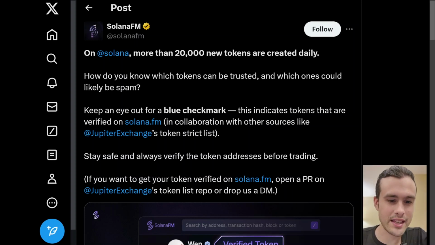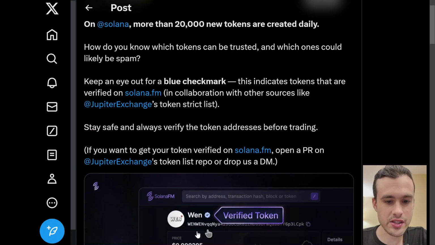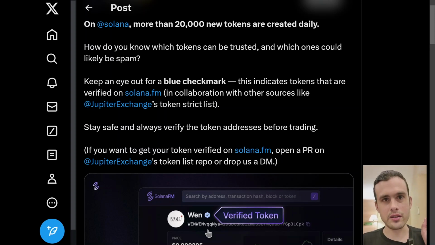But anyway, this is something that Solana FM is doing to try and give some sort of credibility to some of the tokens that are being minted out on a daily basis on Solana. And there's a blue check now on Solana FM that shows if it is a verified token or not. So that can be pretty helpful, I suppose. A lot of the meme coins probably won't have this. They even have a little yellow exclamation mark on Birdeye for the most part.